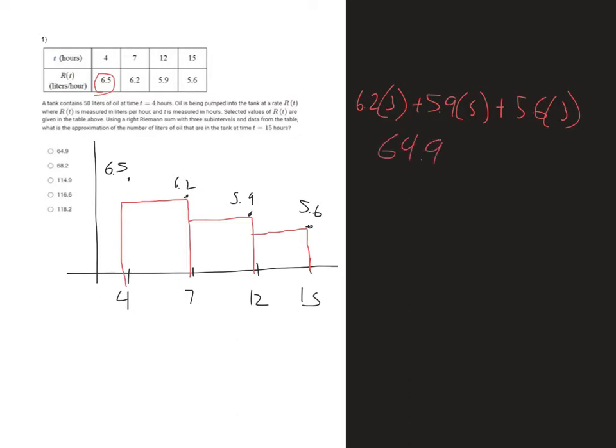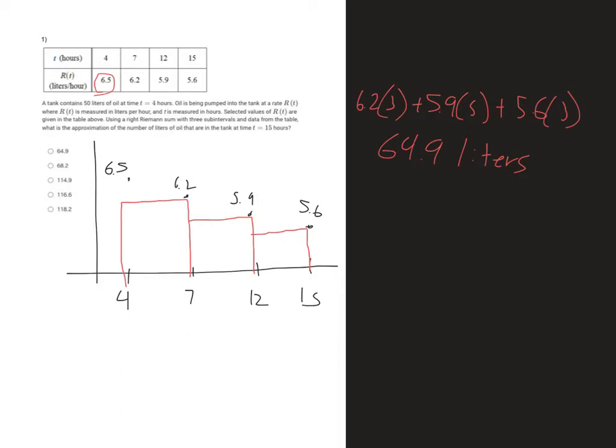Thinking about my units, because the R values, the heights, are liters per hour, and the T values, the widths, are hours, multiply that together and we just get liters. And so we say, oh, okay, the answer is 64.9. That's the first choice here. But that's not actually the correct answer.